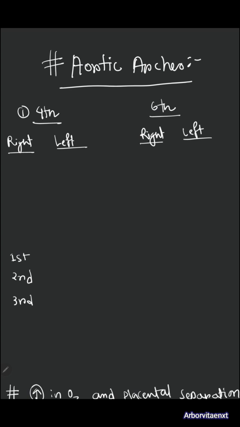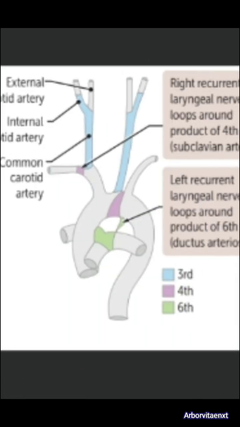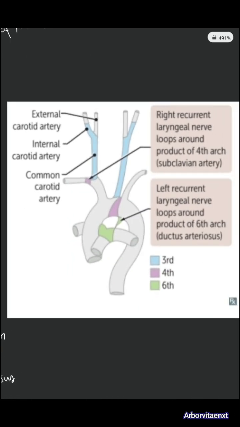Now another important topic, that is the aortic arches, and these aortic arches give rise to various structures that we must know. These are the basic structures that we must know from which arches they develop. This is very important. You can see this is the arch of the aorta, and you can see the structures coming off it: the common carotid artery, the internal carotid artery, the external carotid artery, and the subclavian artery. Let's see which part develops from which arch.